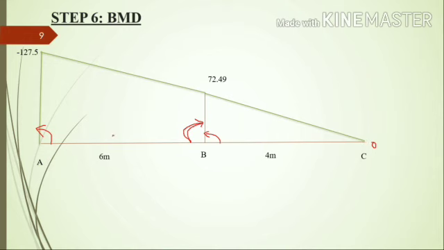Then consider the bending moment due to the external loads. In span AB there is a UDL, hence the bending moment diagram will be a parabola with a maximum ordinate at the center, and its value is WL square by 8, 160 kilonewton meter. Similarly, in span BC there is a central load acting, therefore the shape of the bending moment diagram will be a triangle, and the maximum ordinate will be under the load, with a value of 80 kilonewton meter. So this is the net bending moment diagram.